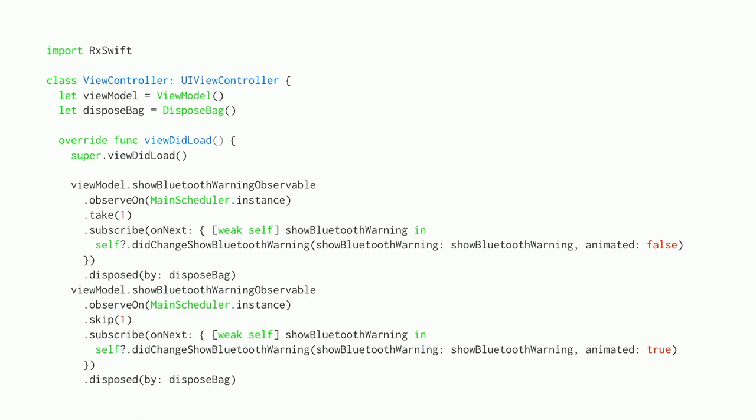So the first event, we unanimatedly show the current state of the Bluetooth warning, and because it was a behavior subject, it will immediately give a first event. And then after that, we subscribe animated by skipping the first value. So this is something you can do with Rx. It's not something I had to build, just stuff you get for free.